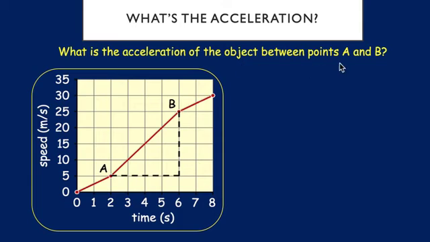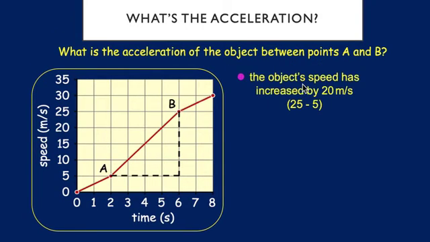So we're looking at this question here: what is the acceleration of the object between points A and B? And again, this is really typical. They might say it's 2 different points. It might not be going from the beginning to the end. It might be anywhere on this graph, and they'll ask you to work out something about it. So the acceleration between points A and B.